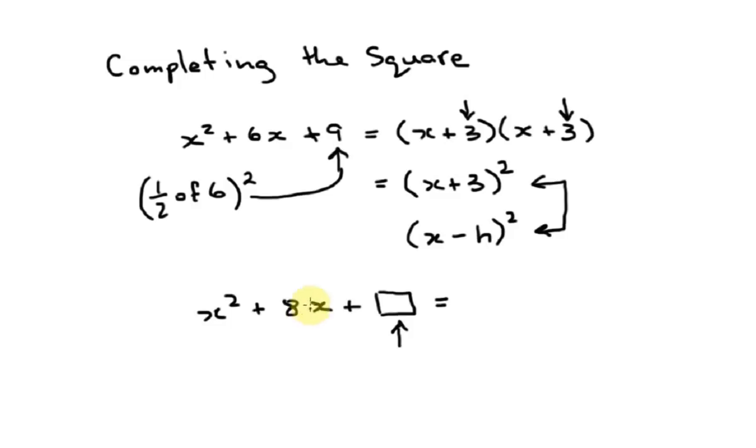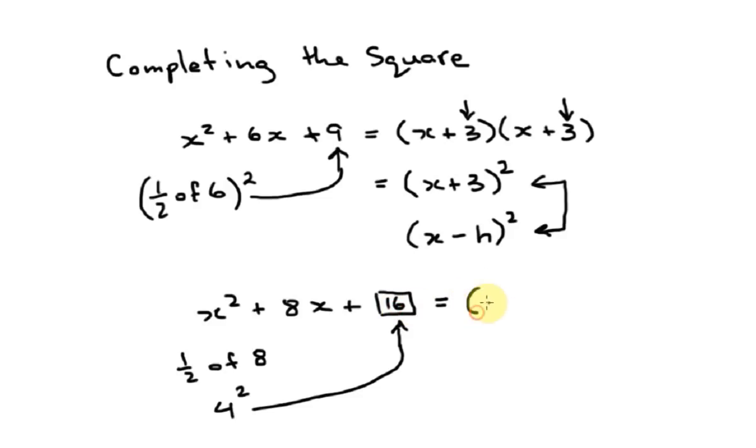So if you use that kind of recipe down here, the number we want is half of 8. Half of 8 is 4, and we want to take that number and square it. That's going to become the number that goes in here. So the number we want is actually 16, and that's going to complete the square.